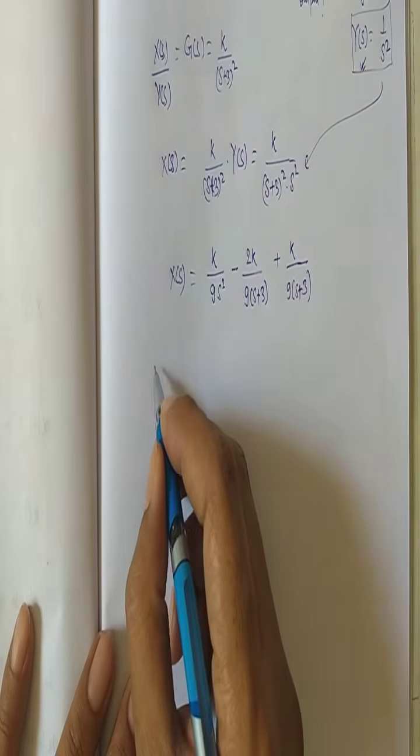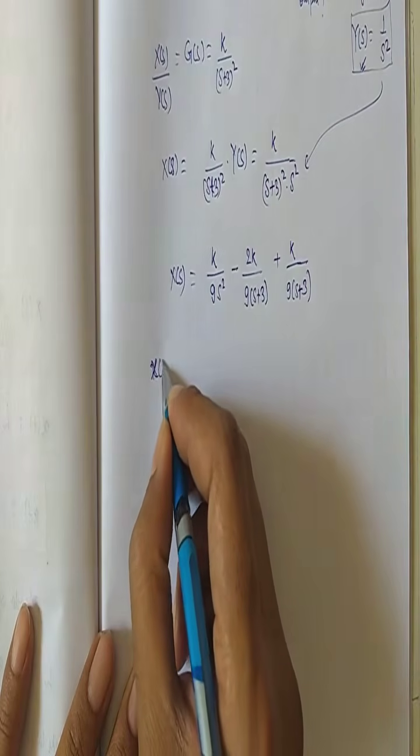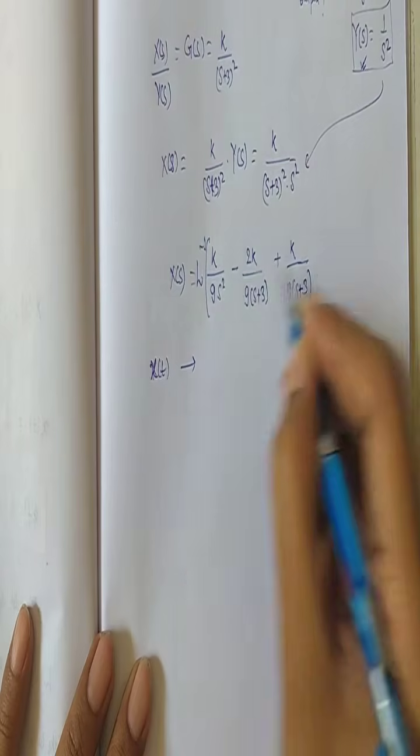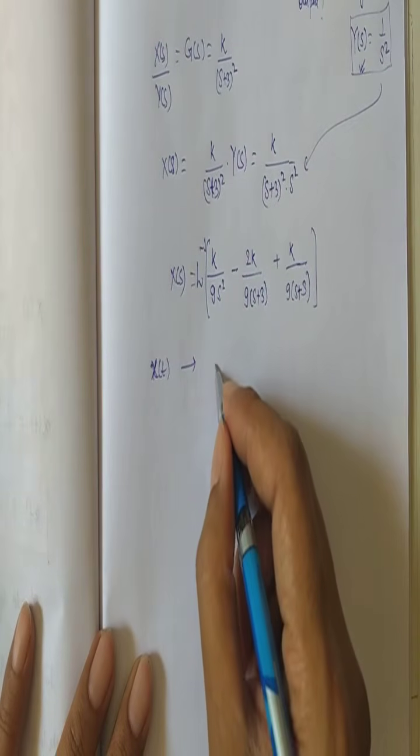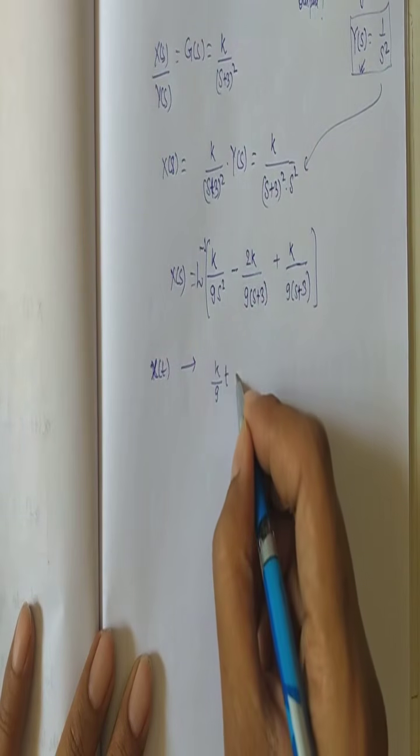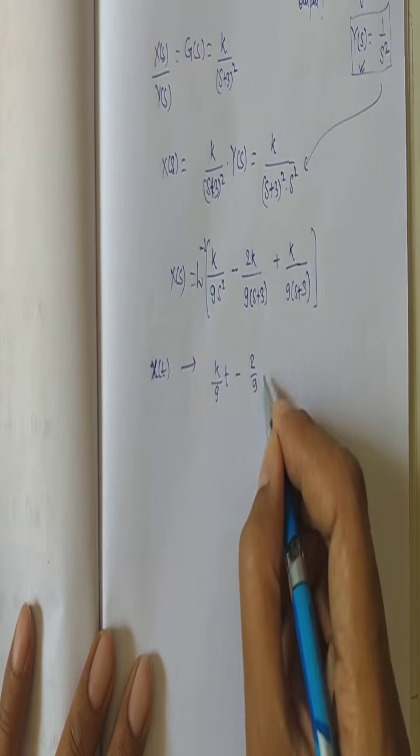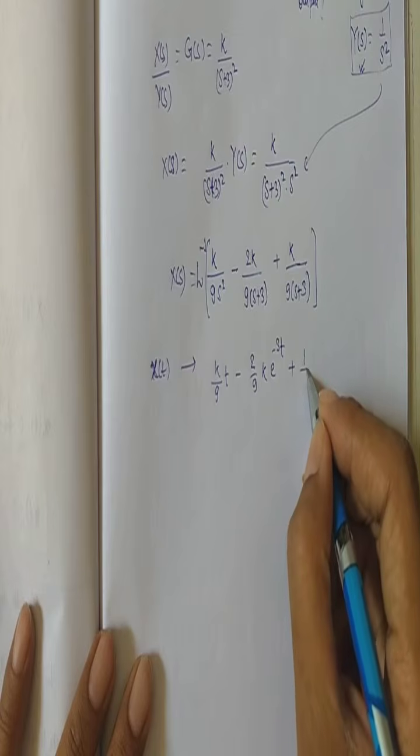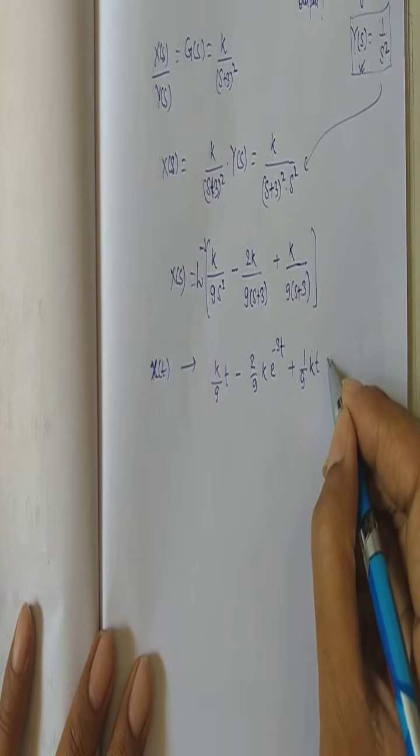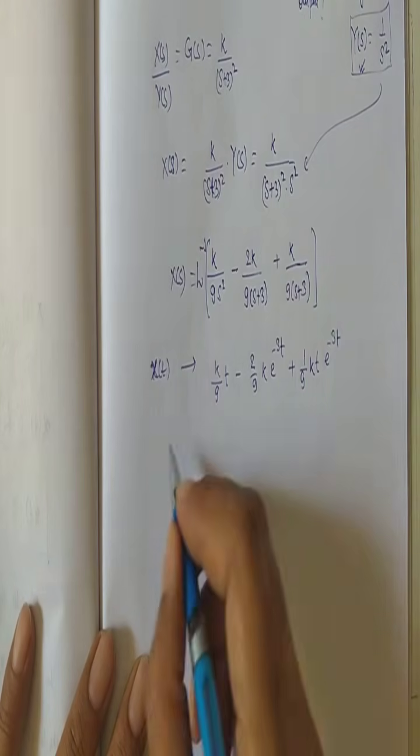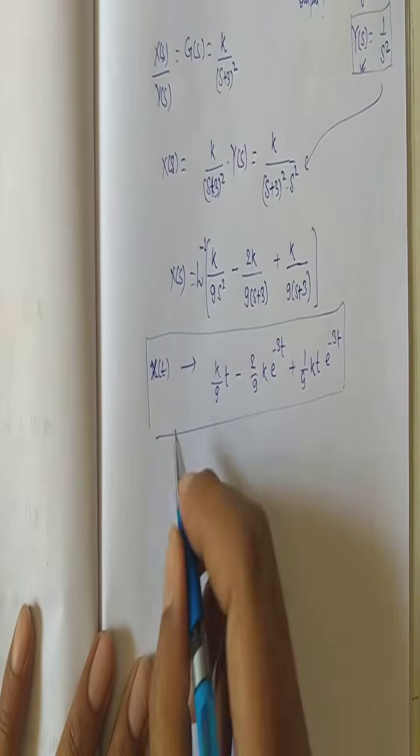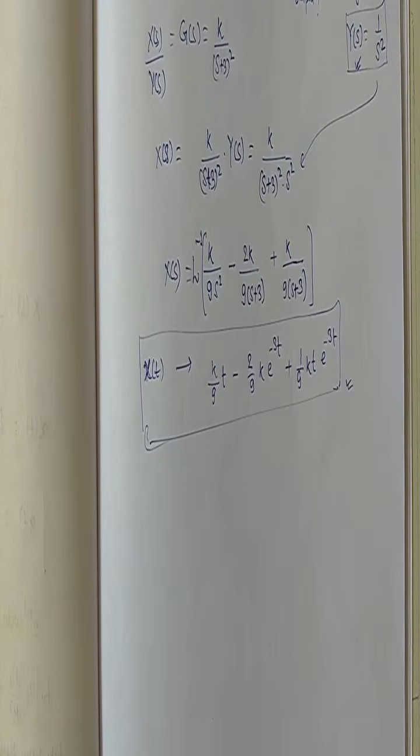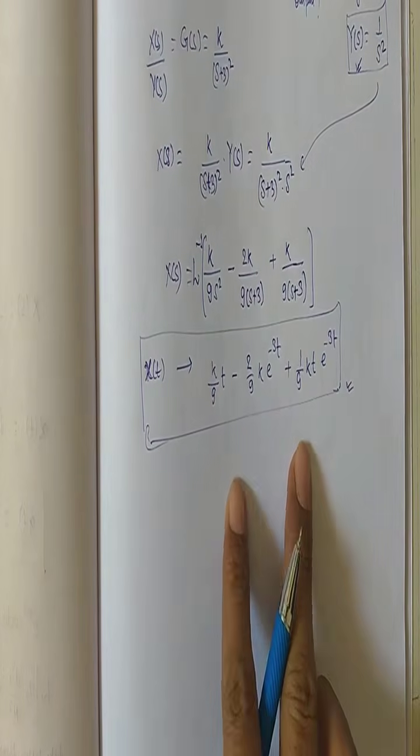When you do the inverse Laplace, I need Xt. So when you do inverse Laplace of this, you will get k by 9 times t minus 2 by 9 k times e raised to the power minus 3t plus 1 upon 9 kt times e raised to the power minus 3t. So this is your overall response of the system. You can now estimate how your system is behaving.